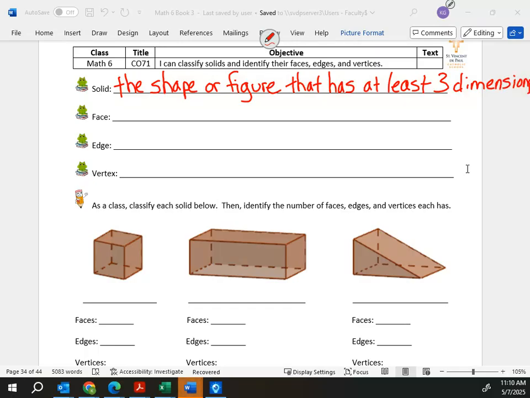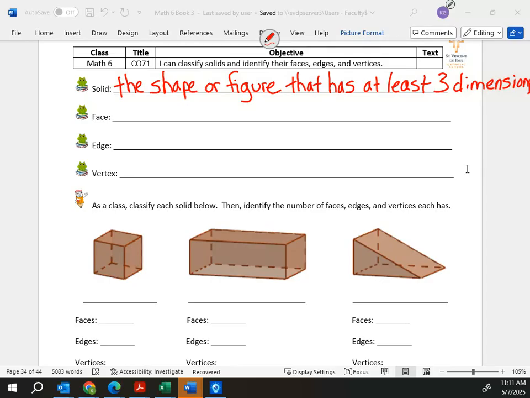So it is not something that is laying flat. It's not a circle that's laying flat. It's not a rectangle. It's 3-dimensional, so it's that box shape. It's the ball shape, something that you can hold, right? So a solid is something that you can hold in your hand. It's not just a flat shape.